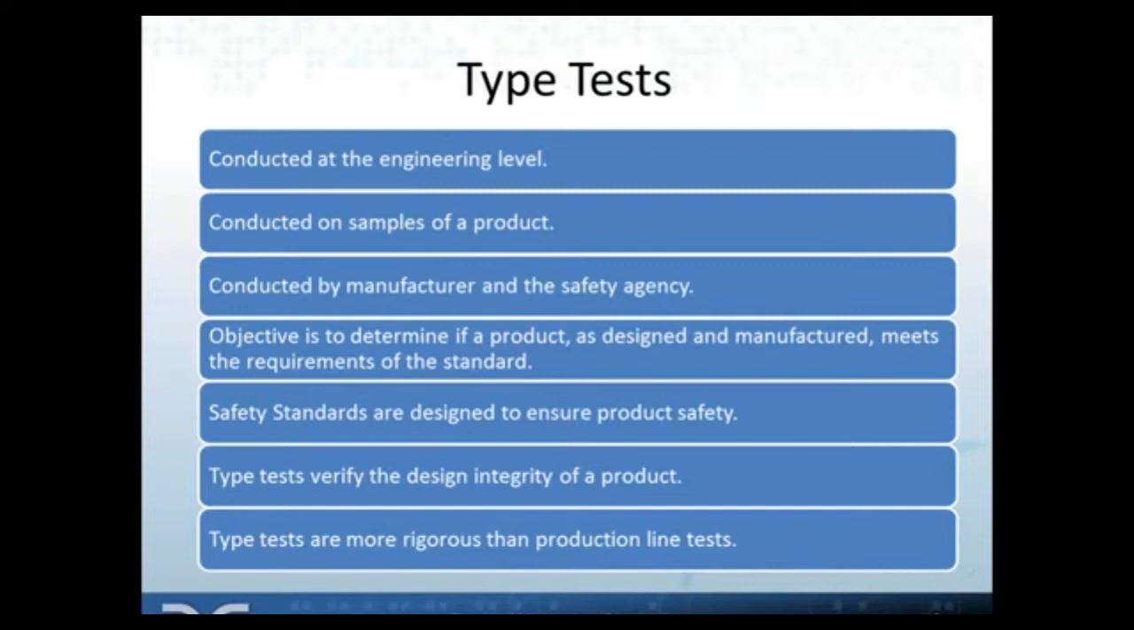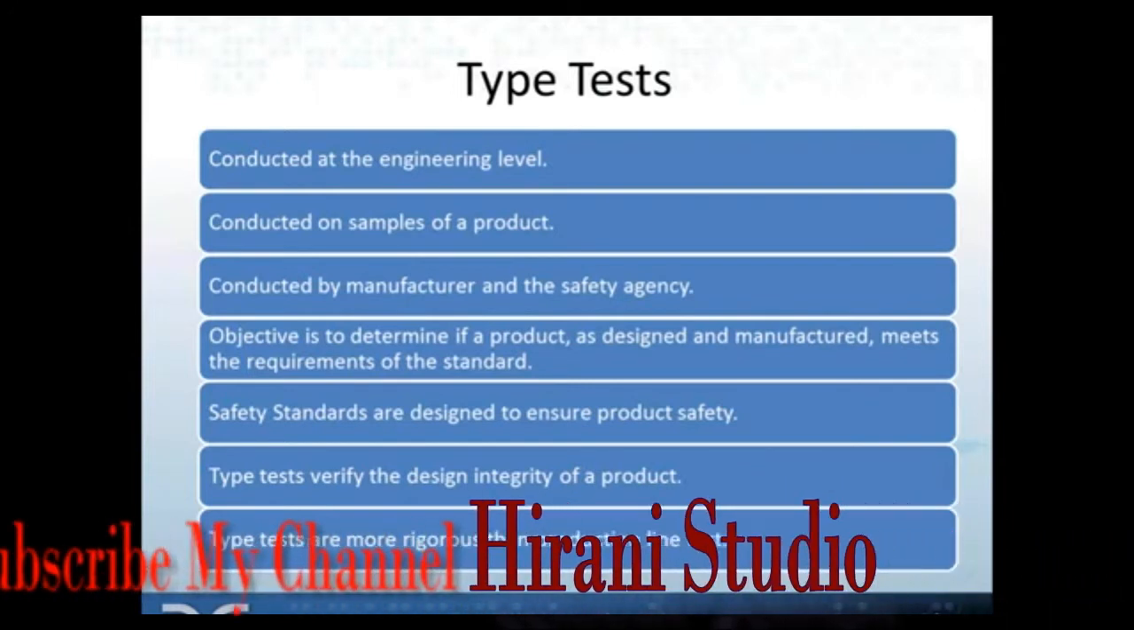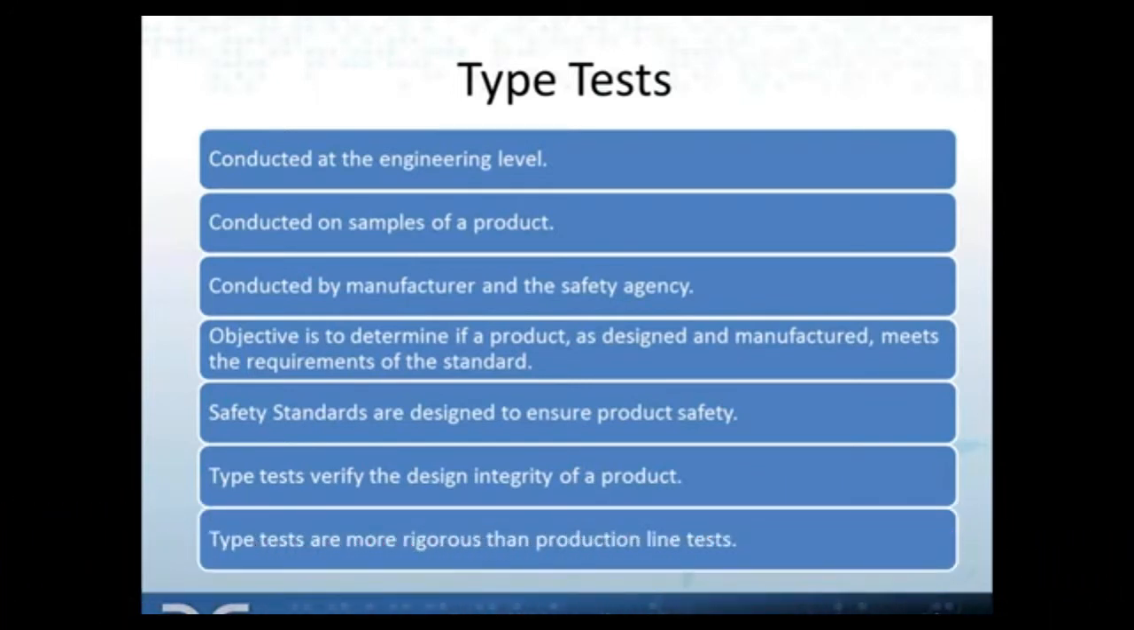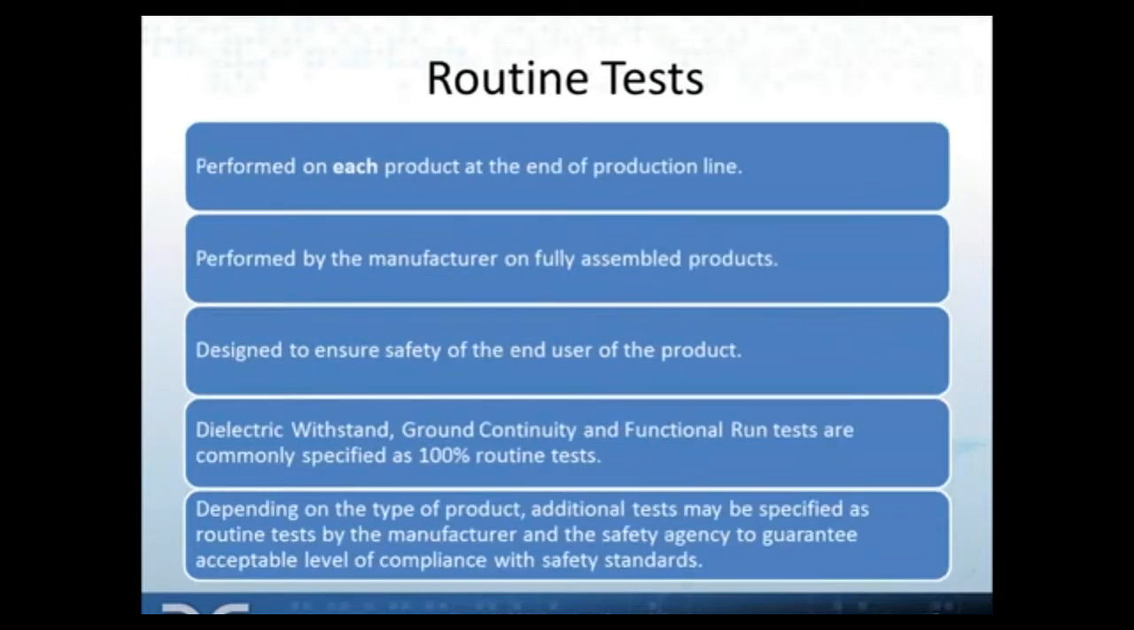The object is to detect product flaws during the design stage of an electrical product, and also to determine if a product as designed and manufactured meets the requirements of the standard. As we all know, safety standards are designed to ensure product safety by governing agencies like UL, TUV, IEC. And type tests are more rigorous than production line tests.